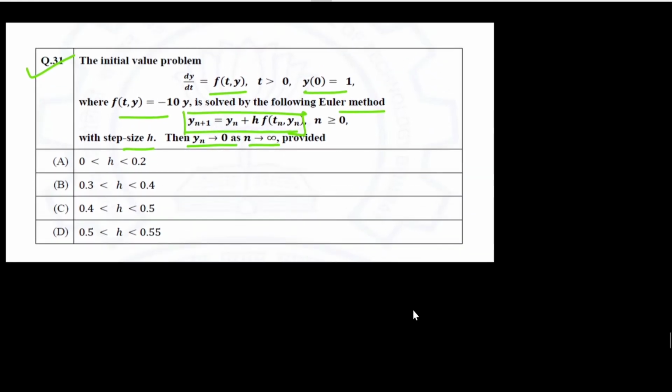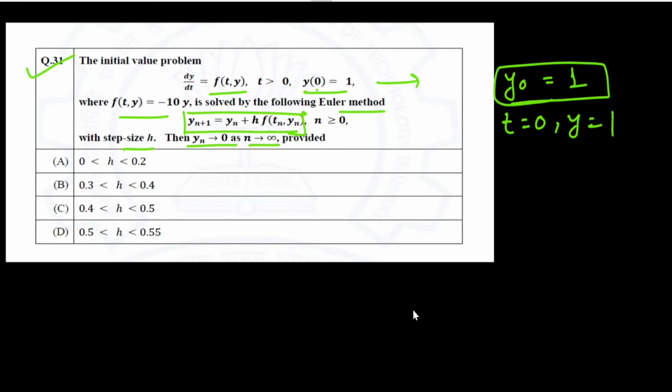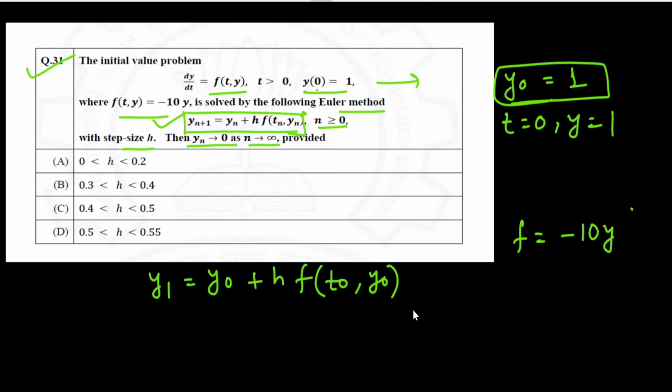So first it is noted that y(0) equal to 1. That means at t equal to 0, y should be 1. This is the first initial iteration given. So the iteration scheme is here y_(n+1). If we put n equal to 0, this gives y1 equal to y0 plus h into f of t0 and y0, and the value of f is given here as minus 10y.